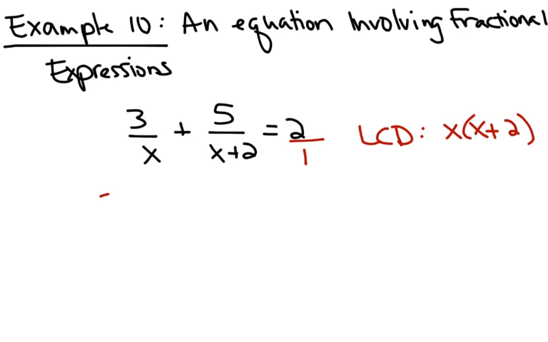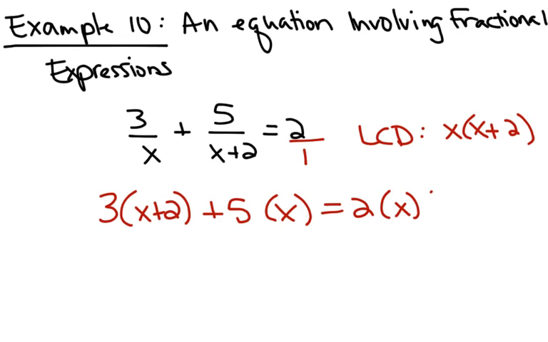So the first fraction needs an x plus 2. The second fraction needs an x. And the third fraction needs both. When you do that, the denominators become something called negligible. Negligible means they don't matter. So that's why I didn't write any of the denominators. Well, now this is just an equation that I have to distribute.